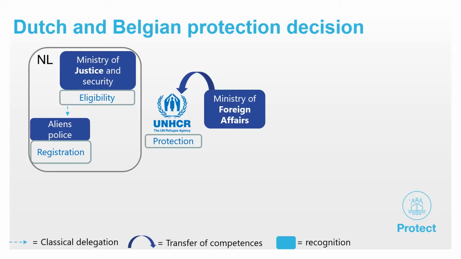Both the Dutch and Belgian institutional setups regarding asylum decisions have changed multiple times throughout time. I will elaborate on the most important changes. In the Netherlands first, it was the UNHCR that got the mandate from the Ministry of Foreign Affairs to grant the Convention refugee status. However, there was no appeal available.